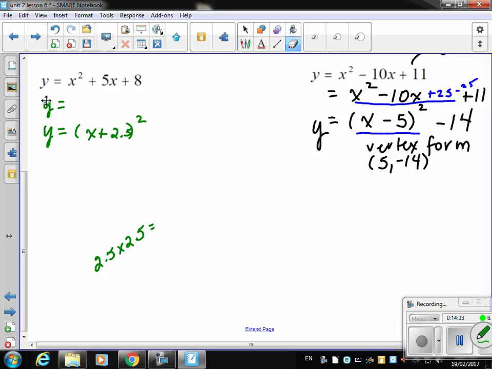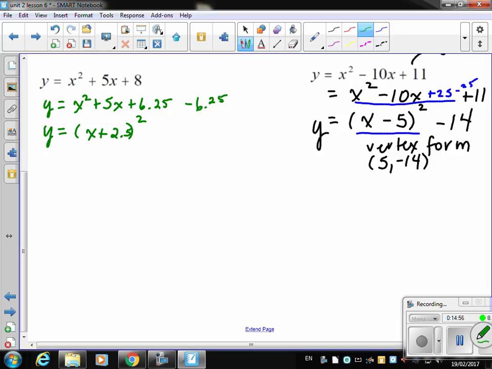So I'm going to go back up to line number 2, and I'm going to write x squared plus 5x plus 6.25, because those 3 give me my perfect square right below. But I'm also going to subtract 6.25 so I don't change the question. Add 8. The first three terms give me this perfect square, and the last two give me my k value, 1.75. So this one's ugly. It has a vertex of 2.5 to the left and 1.75 up.